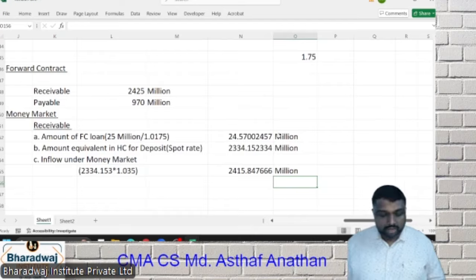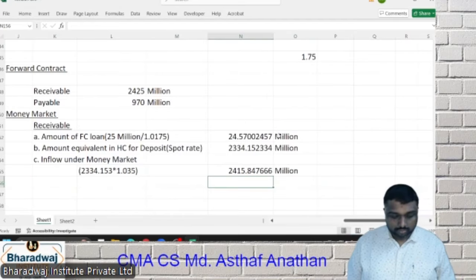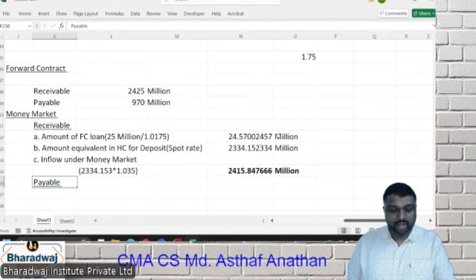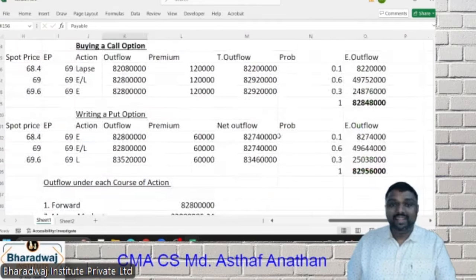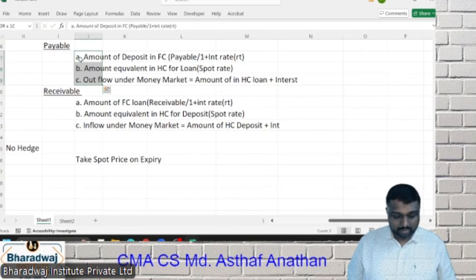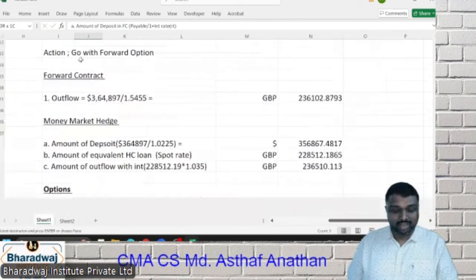Now we can go for payables. So this is for receivable. How can you go for payable? Same steps. We have discussed the shortcut for payable. For payable, we did a lot of questions. Now you might have become expert.